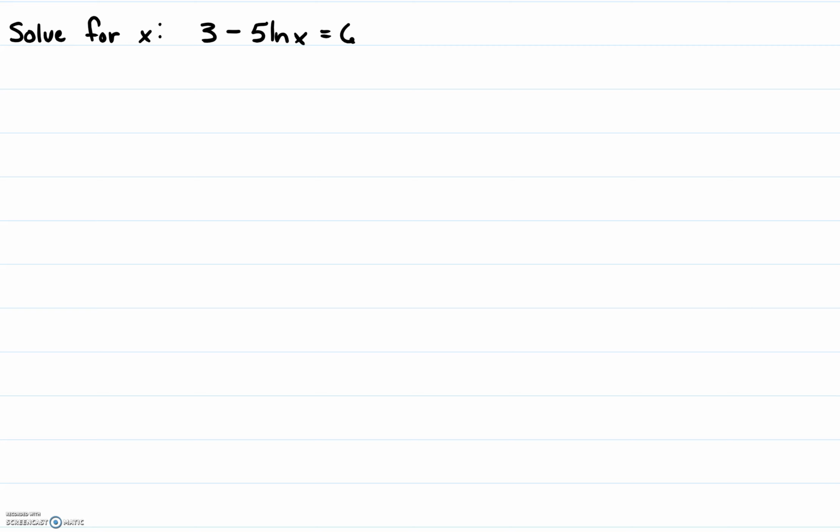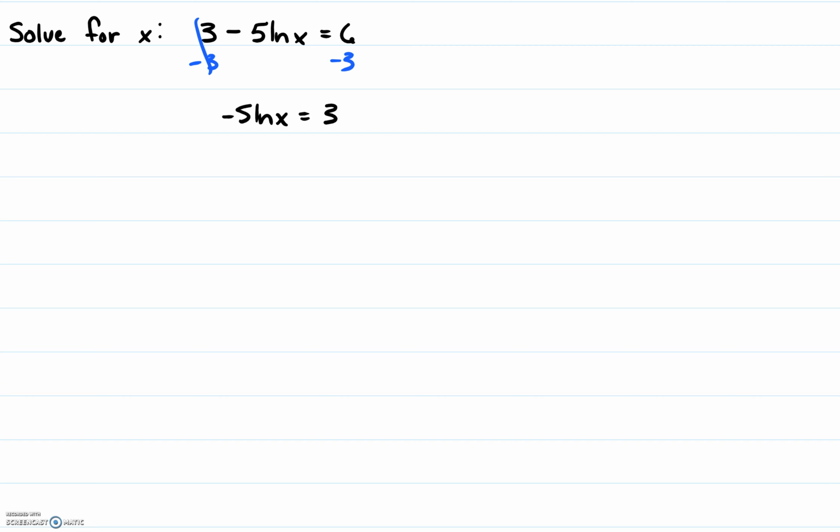And so anytime you want to use that as a strategy, keep it in mind that you have to isolate the logarithmic term, whatever it is. In this case, it's the natural log of x, before you can take advantage of changing the form. And in order to do that, the first thing we'll do is subtract 3 from both sides, and that will leave us with negative 5 times the natural log of x on the left-hand side is going to be equal to 6 minus 3, which gives us 3.